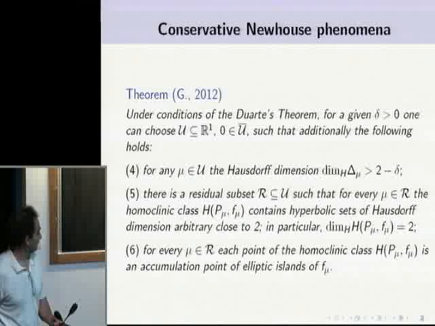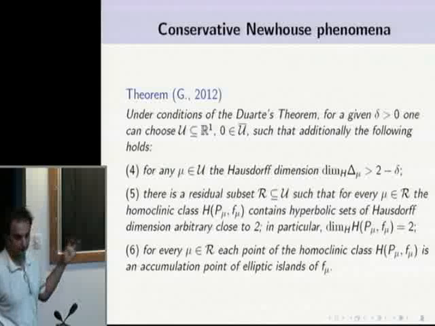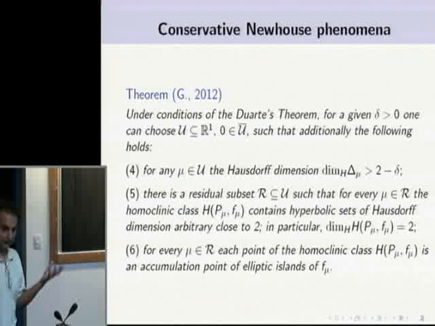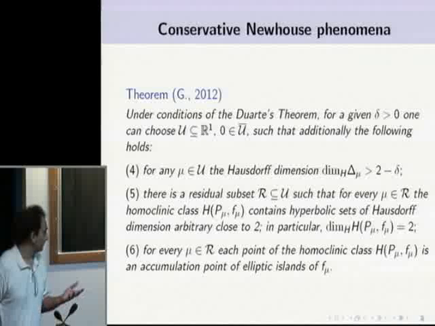And finally, arguments similar to those in Duarte's result show that not only can you find elliptic islands that accumulate to the saddles, but they also accumulate to that homoclinic class. So that will be a transitive set of large Hausdorff dimension accumulated by elliptic points, and in a sense that's canonical. It is defined by the dynamics uniquely. There is no ambiguity or arbitrary choices here.